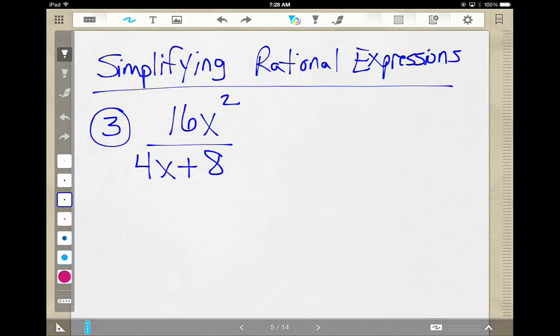So we can use that in this example number 3. I like to write out my factors. 16 is the same thing as 2 times 2 times 2 times 2, and then times x for the x squared.